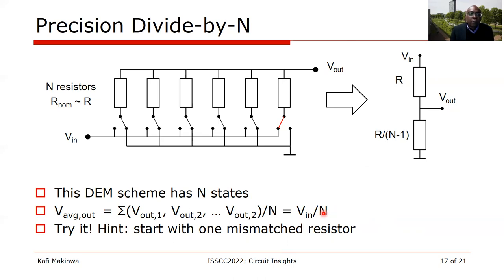Give it a try. Try and analyze the circuit, and you should, after probably 10 minutes, be able to show that indeed, for any possible value of these resistors, if you run this dynamic element matching scheme and take the average voltage over N states, the average output voltage is exactly V in divided by N. And just a hint, if you want to start the process, just imagine the situation where just one of the resistors has mismatched.